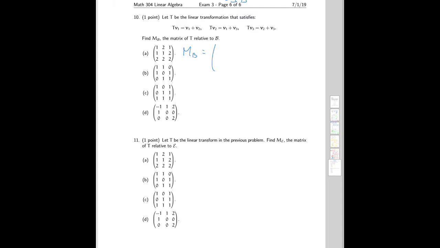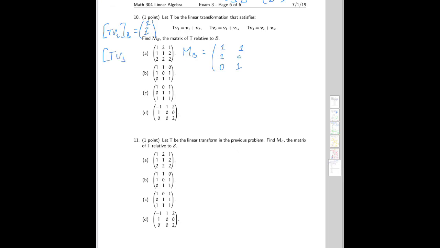The coordinates of T applied to v1 relative to the B basis. Well, T applied to v1 is v1 plus v2, so this is going to be 1, 1, 0. And the second column, sorry, this work is all disorganized. I don't know why I'm doing it like this. The second column is going to be T applied to v2, the coordinates of those in the B basis. Well, T v2 is v1 plus v3, so this is 1, 0, 1. So the next column is 1, 0, 1.